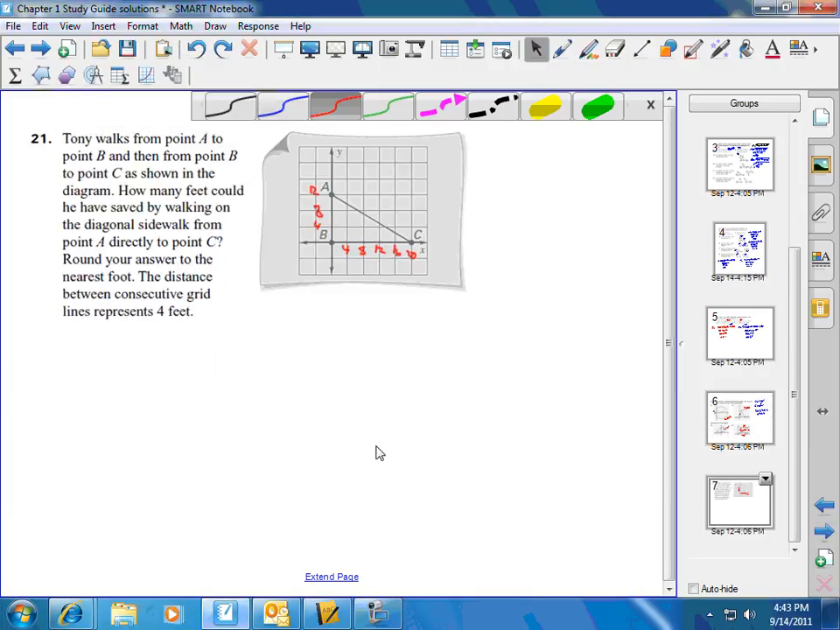Okay, looking at number 21, Tony walks from point A to point B and then from point B to point C. How many feet could he have saved by walking on the diagonal sidewalk from point A to point C directly? All right, so what we're going to have to do is just compare the distances. So from A to B, we're told that each consecutive grid line represents 4 feet. So from A to B, we have 12 feet, and from B to C, we have 20 feet. So walking this way, we have a total of 32 feet.